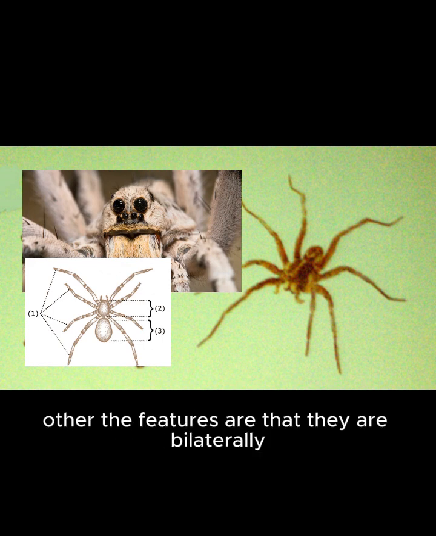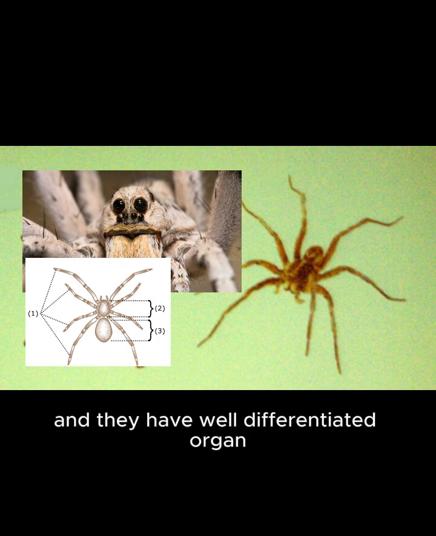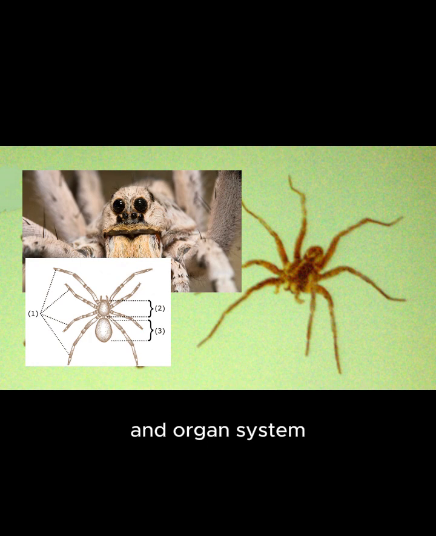Other features are that they are bilaterally symmetrical and have well-differentiated organ systems. They eat insects such as ants, flies, mosquitoes, and bees. Some spiders will also eat very small animals like birds, frogs, lizards, and centipedes.